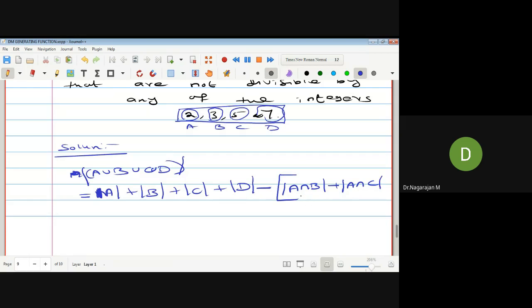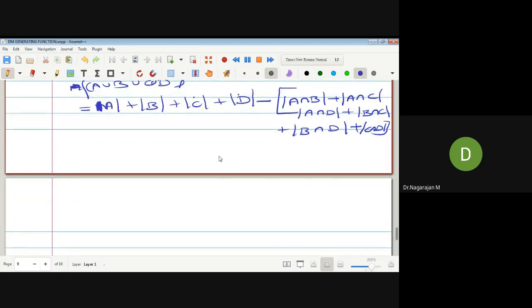plus, because minus is taken common, therefore plus A intersection C. Okay, and the next one, number of A intersection D. A is over, now we want to consider B intersection C, B intersection D, and next C intersection D. This is the first one. And next you want to consider the third one. Therefore, minus means the alternate sign changes. First plus, next minus. So next you put the plus sign.